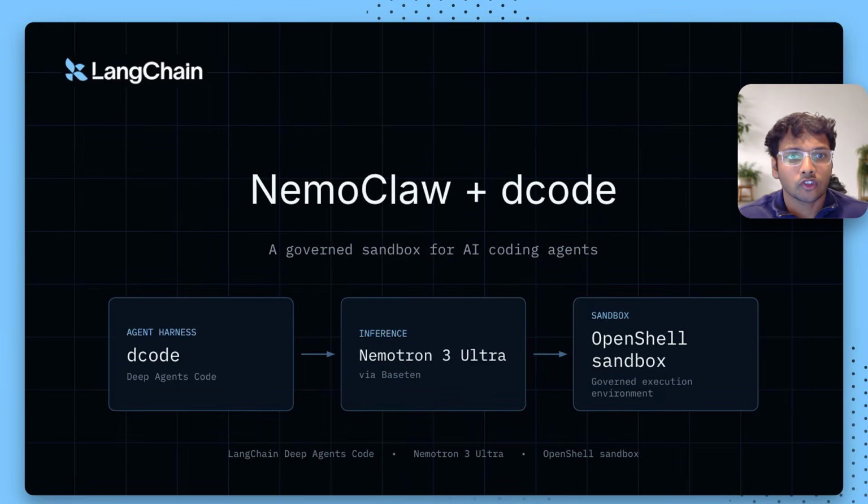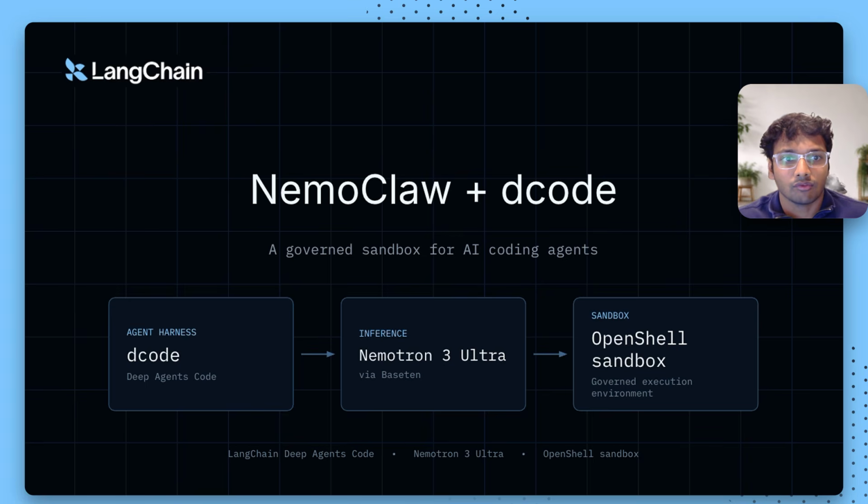Today, I'm going to show you how to write code with LangChain Deep Agents code, or dcode, inside a governed NemoClaw OpenShell sandbox. The flow is simple. You write code using dcode, a terminal-based coding agent. Dcode uses Nemotron 3 Ultra served from Baseten through an OpenAI-compatible endpoint.